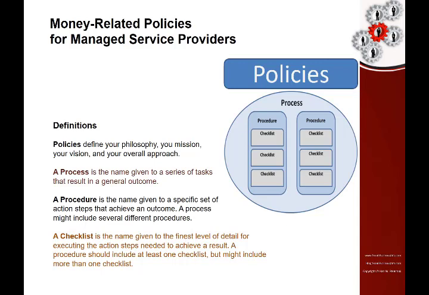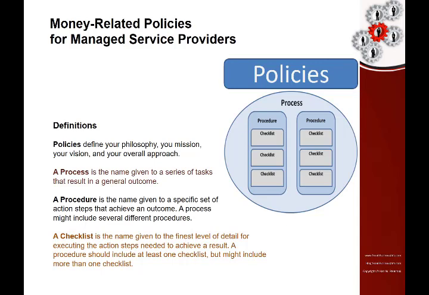So processes are kind of a big picture of getting things done, delivering services. And so every process has at least one procedure. Every procedure has at least one checklist. So your policy might be, for example, that we get paid in advance, which we're going to talk about. So that's a policy. That is a philosophical view about the world.